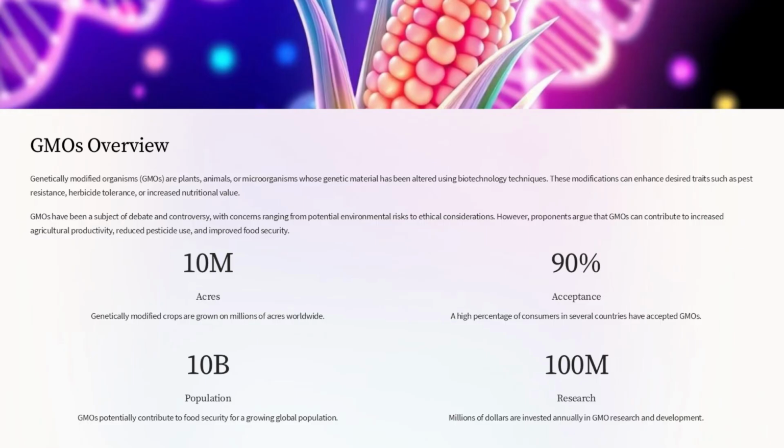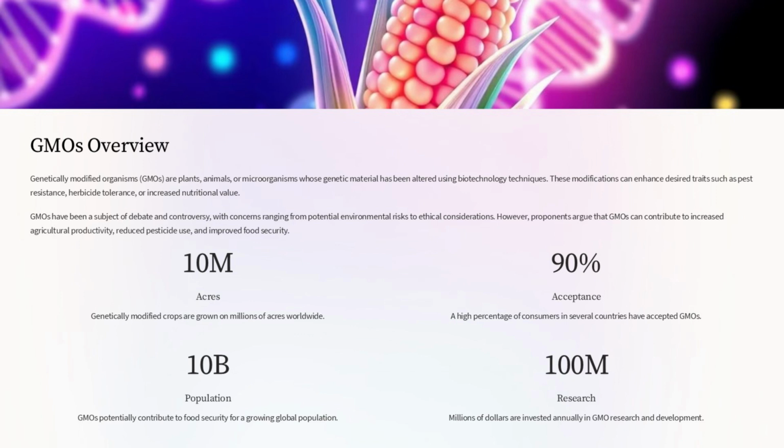GMOs, or genetically modified organisms, are living things like plants, animals, or microbes that have had their genetic material altered using biotechnology techniques. These genetic modifications can give the organisms new or enhanced traits, like resistance to pests or herbicides, or increased nutritional value. GMOs have been a topic of debate, with concerns about potential environmental risks and ethical considerations.